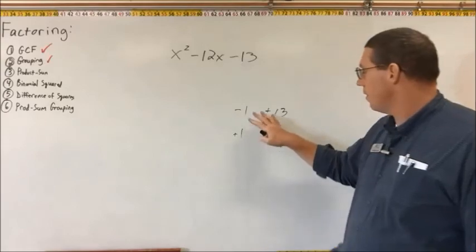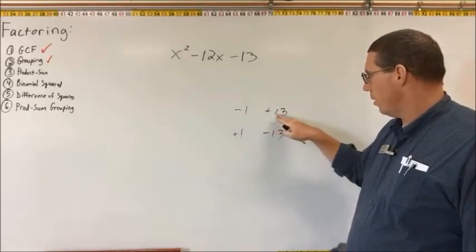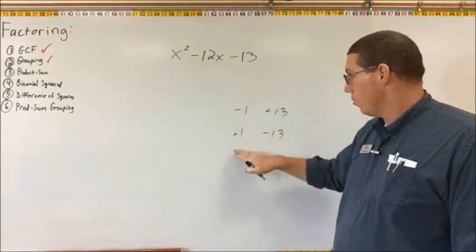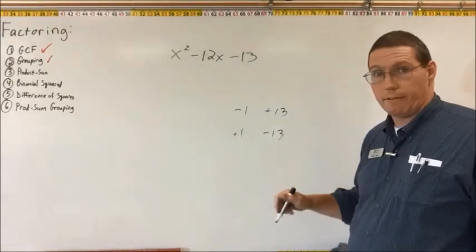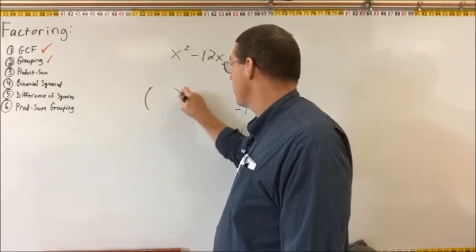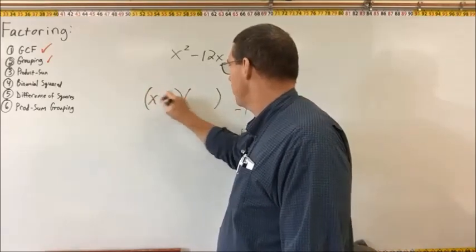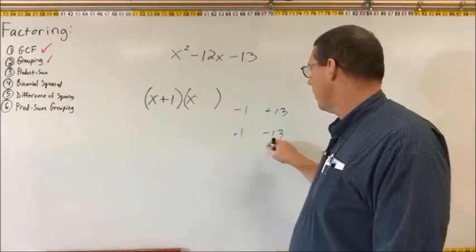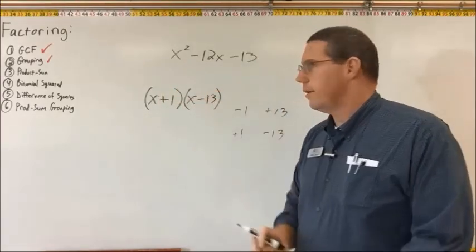Well, if we add these two together, negative 1 and positive 13, we get positive 12. But this says minus 12. So it must be positive 1 and negative 13. So we just set up our parentheses like we've been doing, put an x in each one of them, give one of them a plus 1 and the other one a negative 13, and you're good to go.